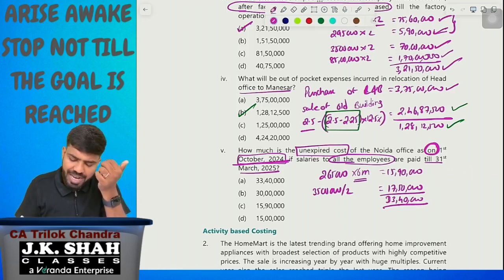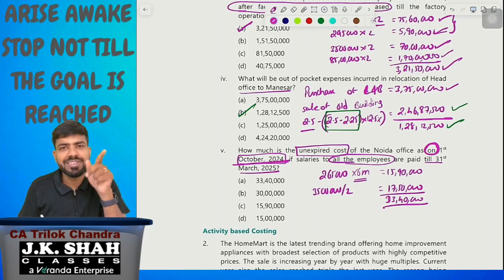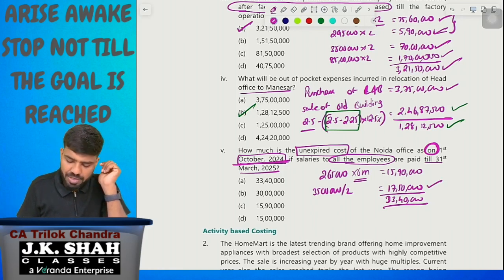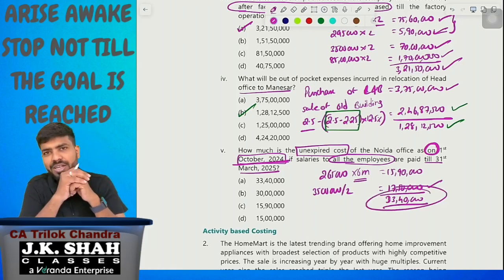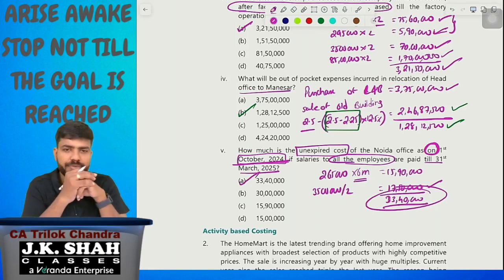2,65,000 into 6 months, 15,90,000, and then the other salary, 35 lakhs per annum. I'm just dividing by 2, we'll get 6 months' salary. So 17,50,000 together comes to 33,40,000. What is the option? A. That's the answer.